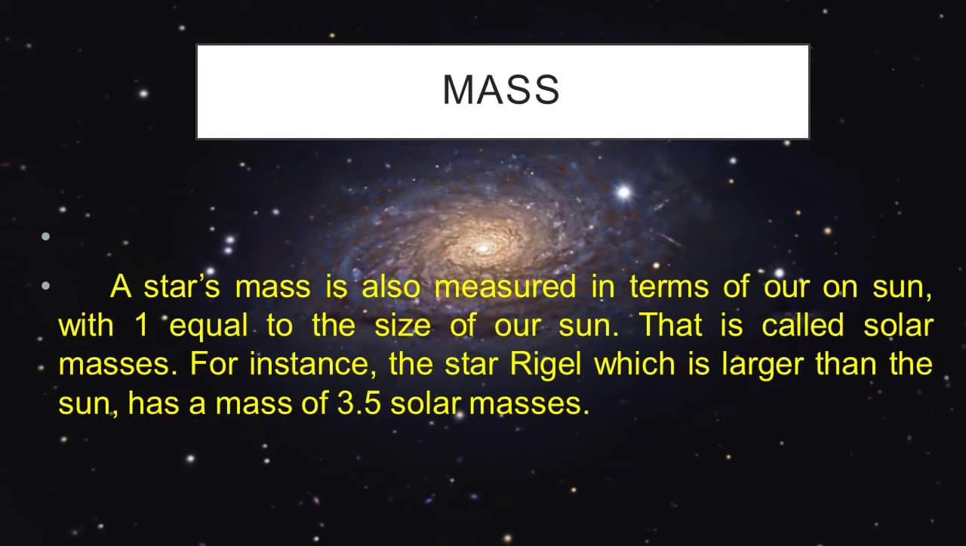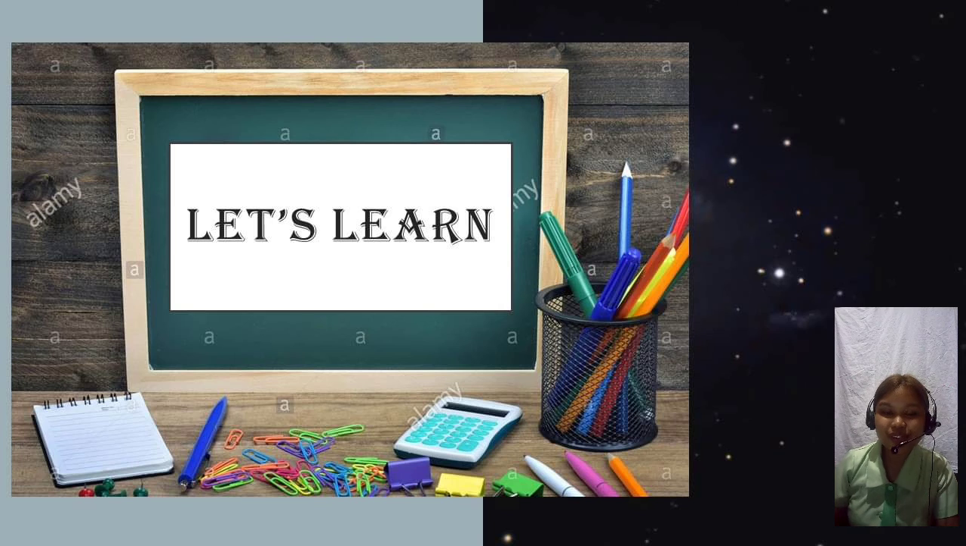So now let's move on to mass. A star's mass is also measured in terms of our own sun, with 1 equal to the mass of our sun. That is called solar masses. For instance, the star Rigel, which is larger than the sun, has a mass of 3.5 solar masses. Did you all have a good time learning today, class? Yes, excellent. Now let me ask you some questions about our lesson for today.